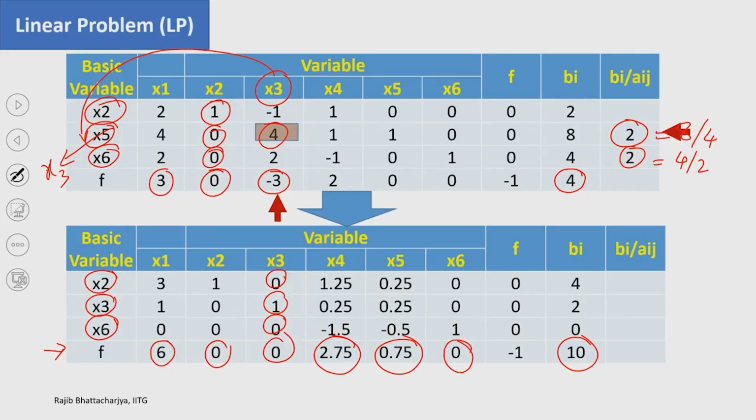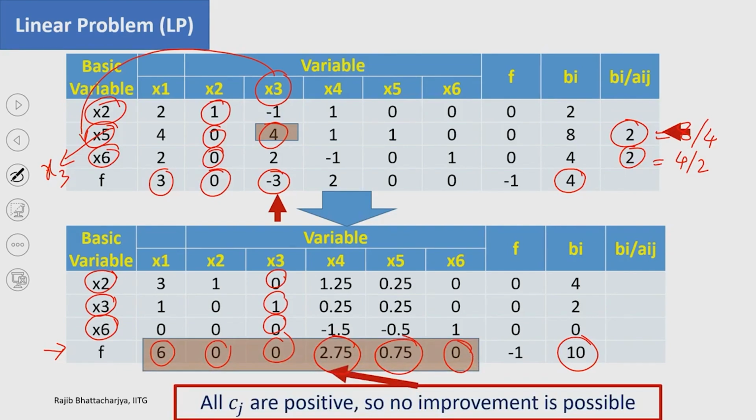So, whatever solution you are getting, -10, that is the optimal solution, you will not get any improved solution. So, what is the solution? The solution is x2 equal to 4, x3 equal to 2 and x6 equal to 0, and x4 and x5 are also 0 because they are non-basic variables. Okay. So, all Cj are positive. So, no improvement is possible.